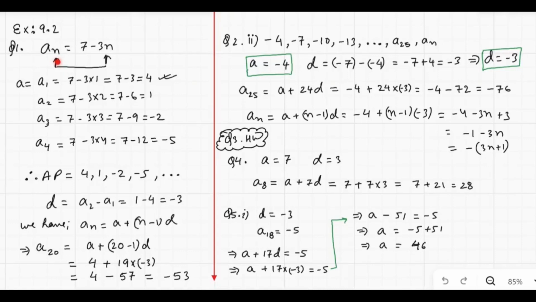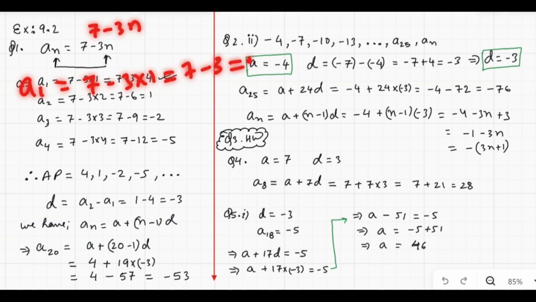Hello, we have a question on AP. It says find the AP such that an equals 7 minus 3n. That means each term is expressed in terms of n, that is 7 minus 3n. So the first term a1 will be equal to n replaced by 1. So 7 minus 3 times 1 is equal to 7 minus 3, that is 4.